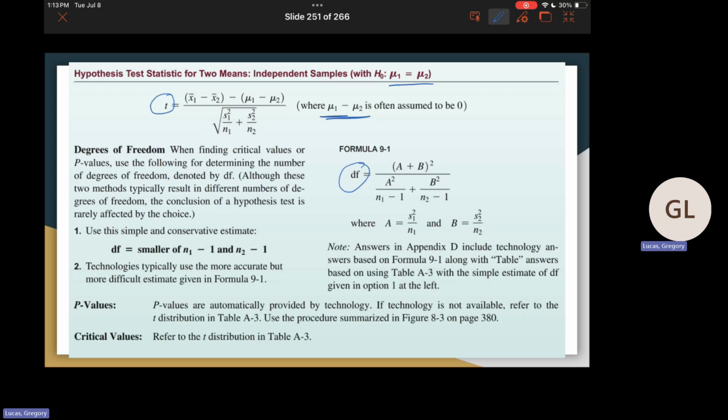And then p-values are automatically provided using technology. If technology is not available, refer to the t-distribution. And then for critical values, always use our t-distribution table.